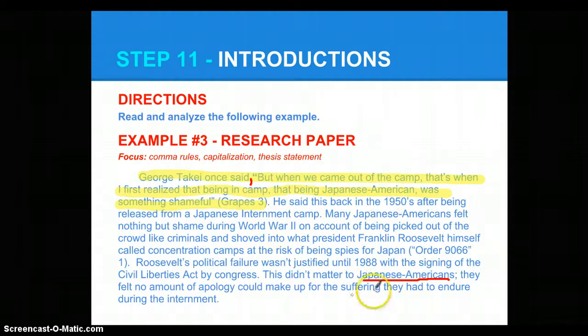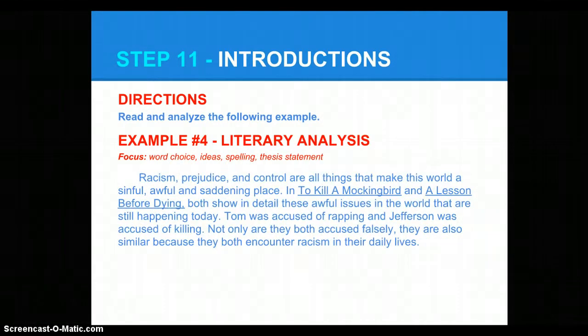Also, this reads mostly like a body paragraph, so even though they have some really great stuff, I would say go back, make it more of a preview. Here's another example, but this one's a literary analysis, so it won't be as persuasive in tone as your persuasive research paper. So here, we're talking about To Kill a Mockingbird and A Lesson Before Dying.